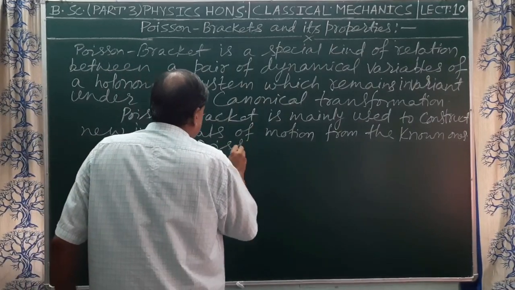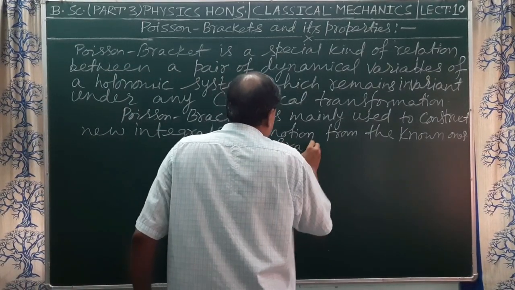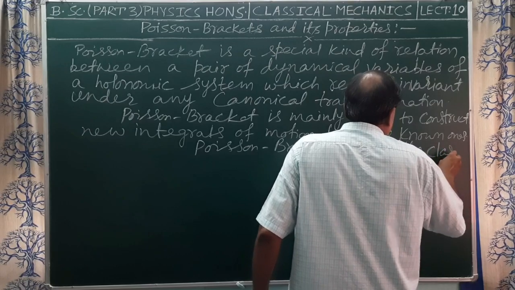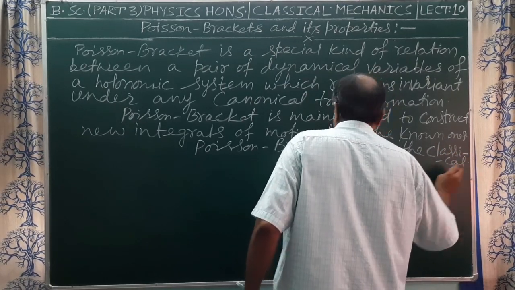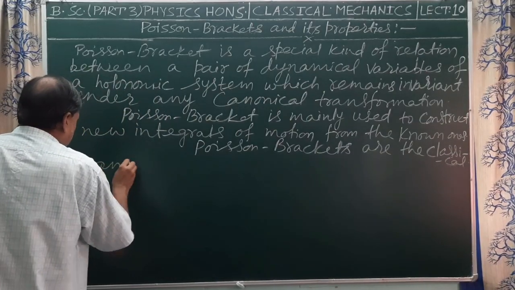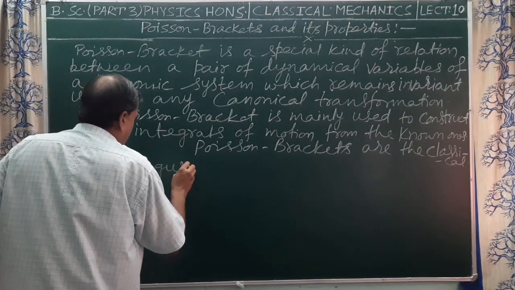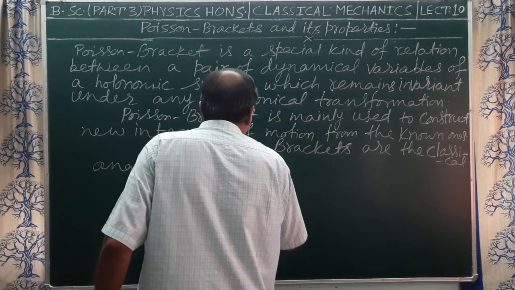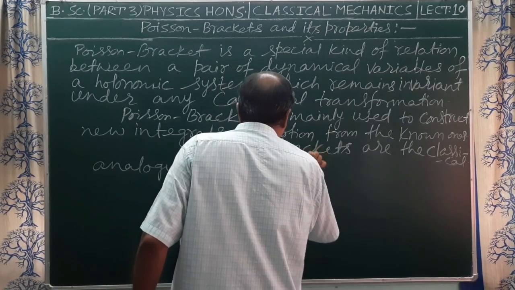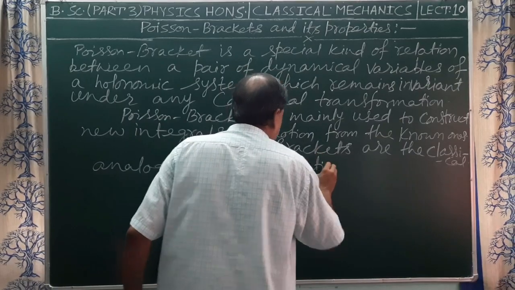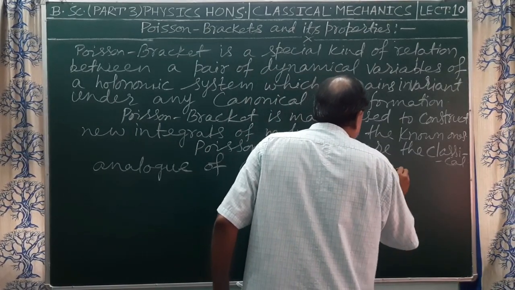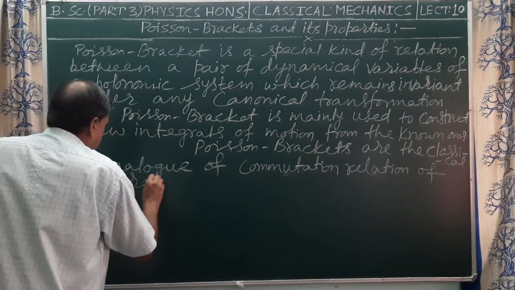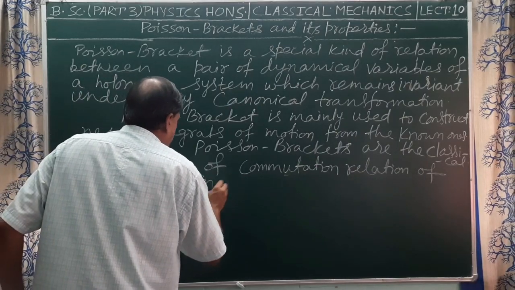So write down: Poisson brackets are the classical analog of commutation relation of operators in quantum mechanics.